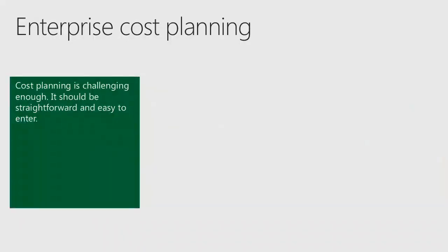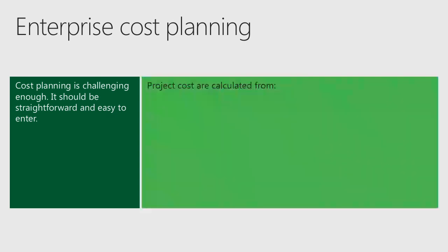Let's look into another one. Cost planning is challenging enough. It should be straightforward and easy to enter. Cost planning on top of resource planning, and that's really the whole point here. So cost planning really means I should be able to plan different costs. For sure, I talked about capacity cost, it was just a bullet point below. Before, work and rates calculate the capacity cost for my work resources.